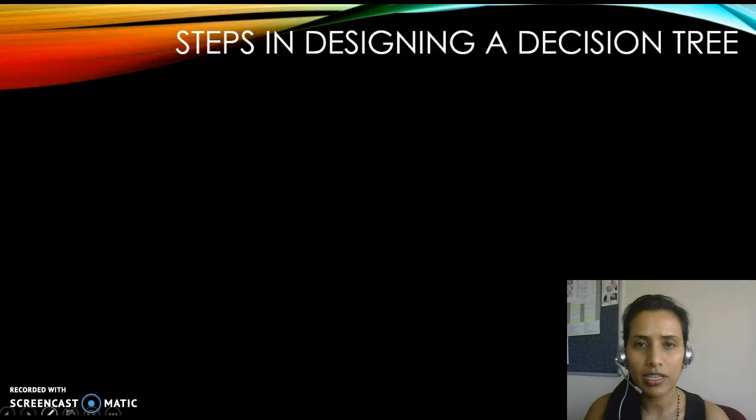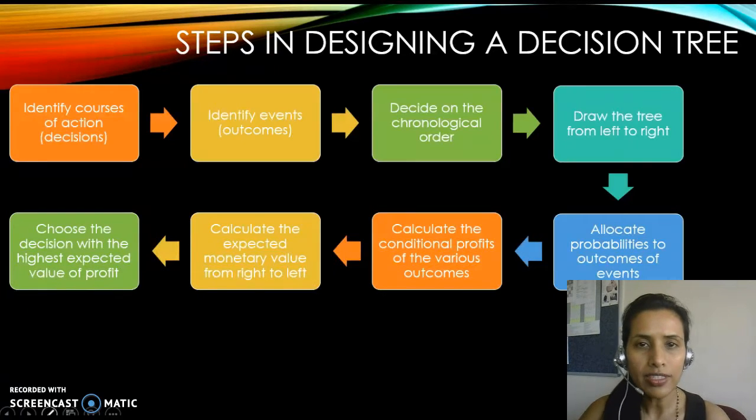Next, I'm going to be taking you through the various steps in designing a decision tree. The first step is to identify the different courses of action, and these are the different decisions or choices that we've got to make. Thereafter, we've got to identify the outcomes or the events, and these are the results of the decisions. Once we're done with that, then we need to decide on the chronological order, and this is where you would put the various decisions as well as outcomes in sequence.